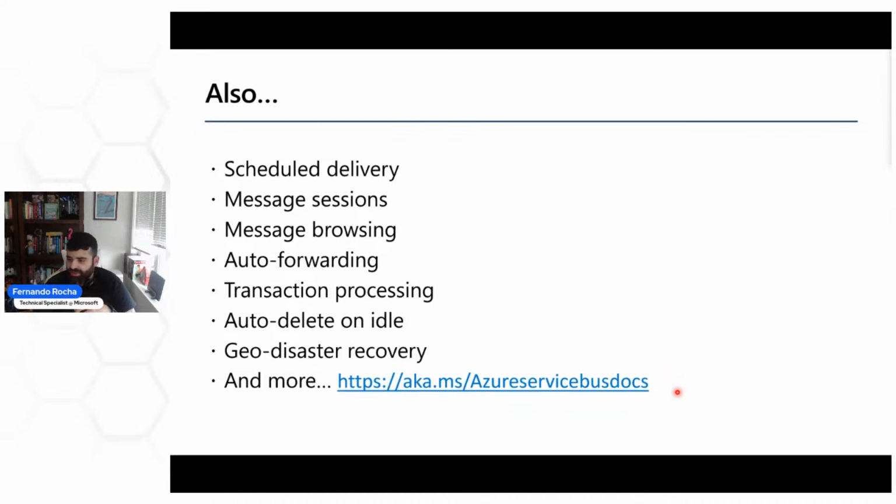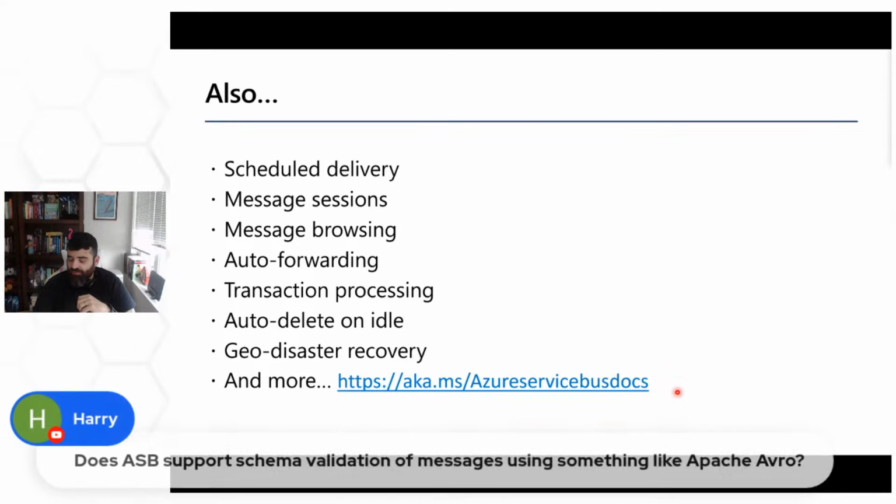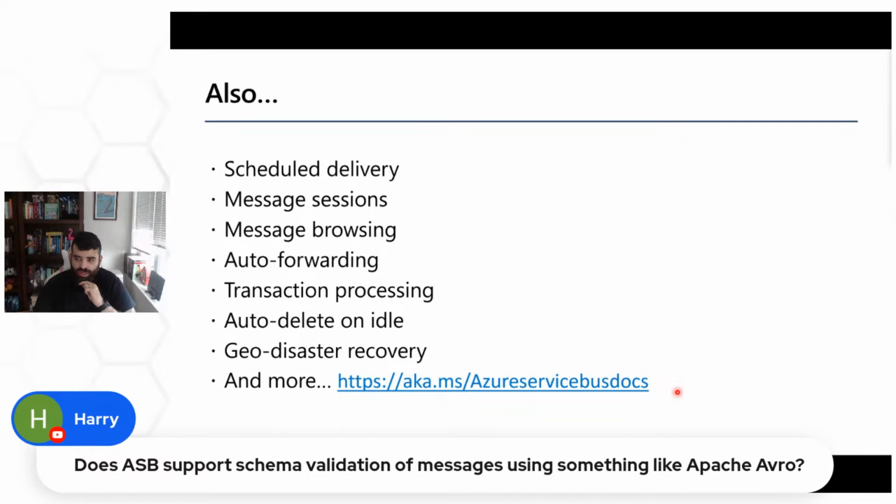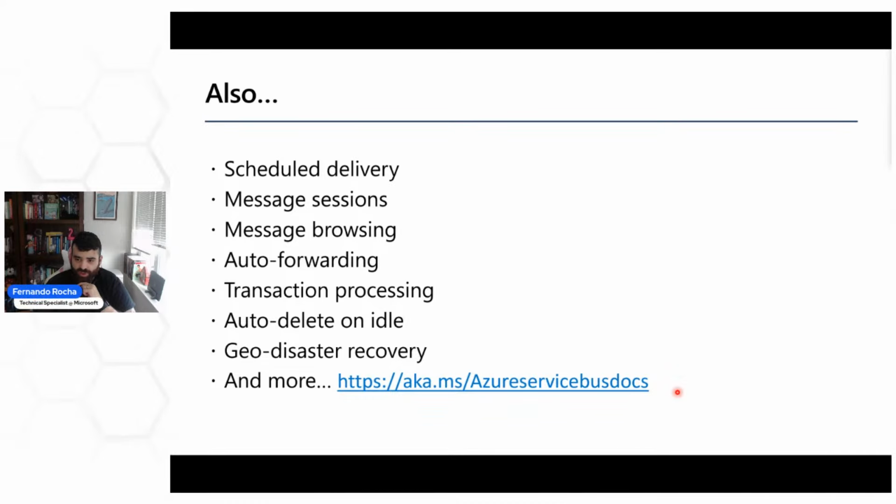Schema validation of messages using something like Apache Avro. Also a question that I don't know the answer to. I also don't know if you can do that with Apache Avro, because I'm not too familiar with it, to be honest. If anyone knows the answer and can help Harry, that would be great. I don't know, Harry, unfortunately. I can check that for you later, right? Just contact me via GitHub or LinkedIn.